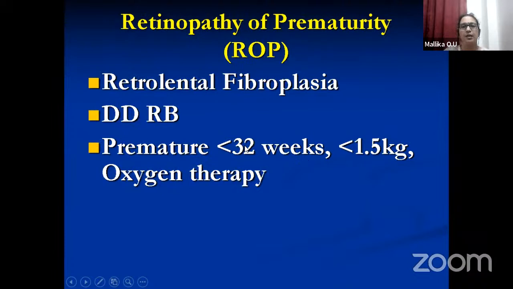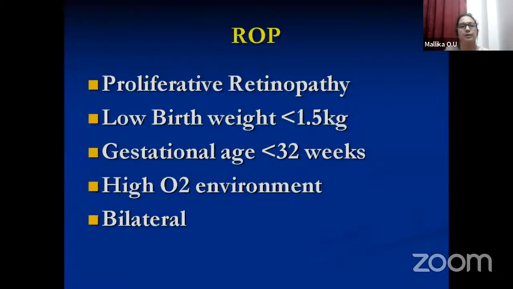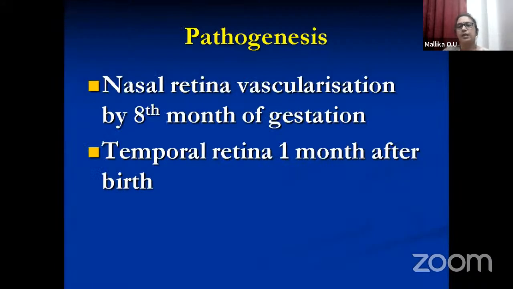So any infants less than 32 weeks or less than 1.5 kg, or babies more than 32 weeks or more than 1.5 kg with high risk features, that is in the postnatal period suffering from hypoxia or septicemia, are all prone to retinopathy of prematurity. So it is a proliferative retinopathy which occurs in babies less than 1.5 kg and less than 32 weeks with a high oxygen environment in the neonatal ICU. That is a bilateral condition. So what is the pathogenesis of retinopathy of prematurity?